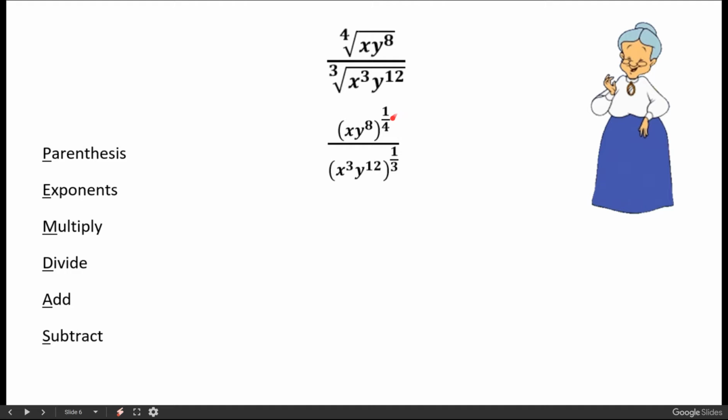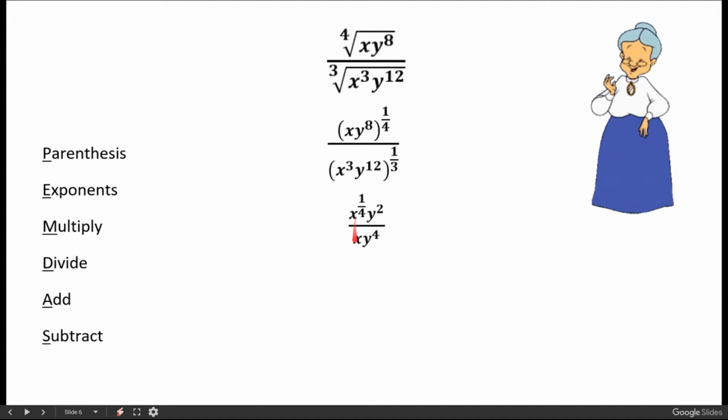And then we're going to apply that exponent to each part of the term inside. So we get x to the 1/4, because we just have a 1 here, remember. 1 times 1/4 is a fourth. 8 times a fourth is 2. We have a third times 3, that gives you x to the first, and a third times 12, that gives you y to the fourth. All right, it's starting to look a little better.